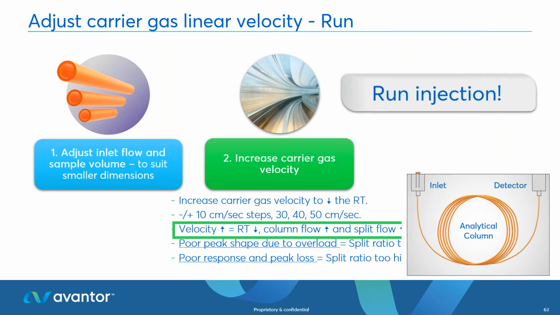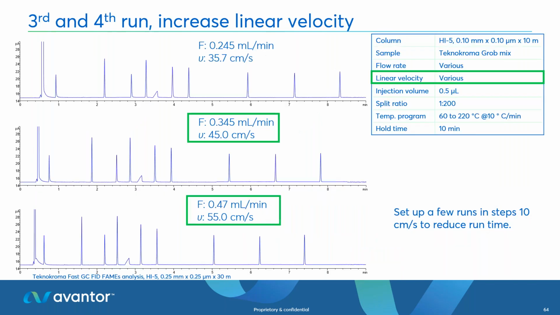Then we run another injection. And you can see that we have various linear velocities, and you can see that the flow is changing. So we go from 0.25 to start, then we go to 0.345 mil per minute as we get faster and faster with the velocity. And we can see that the retention time is reducing. So you can set up a few runs, adjust the velocity, and then see which one gives you enough of a retention time reduction without losing too much resolution on your peaks.